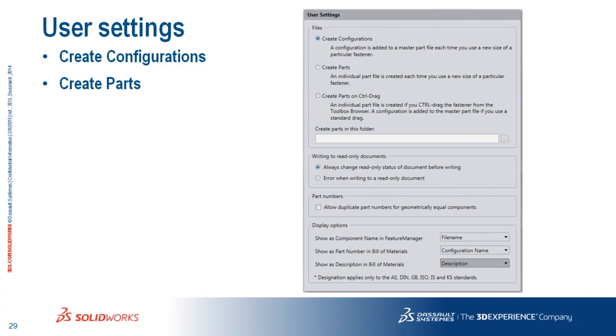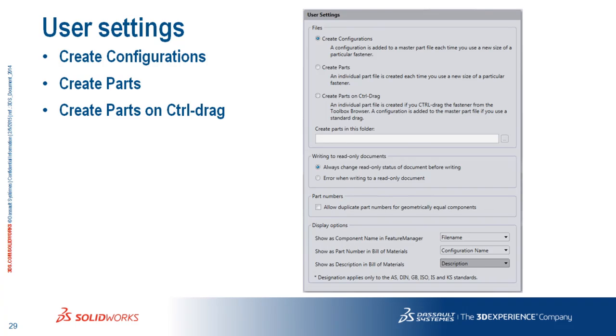Create parts. We just talked about that a little bit. Then there's this option, create parts on control drag. So for a standard drag, it behaves like create configurations. So just drag it out, configuration. Control drag says, make a copy of my part in the toolbox. I would probably not use that one either.